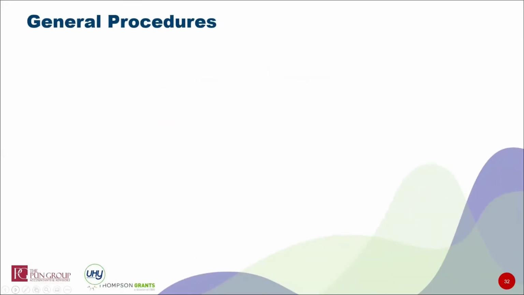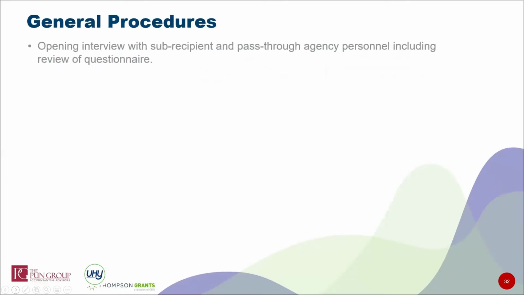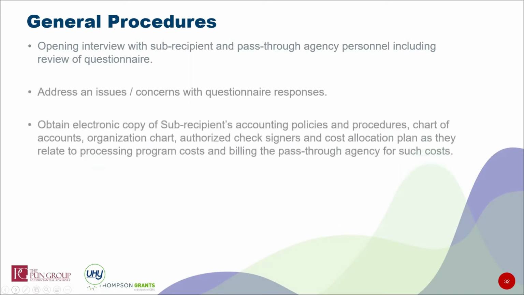Again, we're going to say communicate quite a bit, because that's probably the most important thing, which is to hold that opening interview with the subrecipient and pass-through agency personnel. We typically sit down with both the sub and the pass-through agency together and go through the questionnaire at our entrance conference, just to ensure everybody's on the same page and understanding of what is going to be required. We address any issues or concerns with any responses to that questionnaire if they've said no.